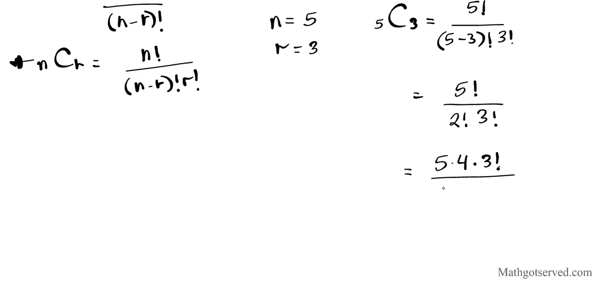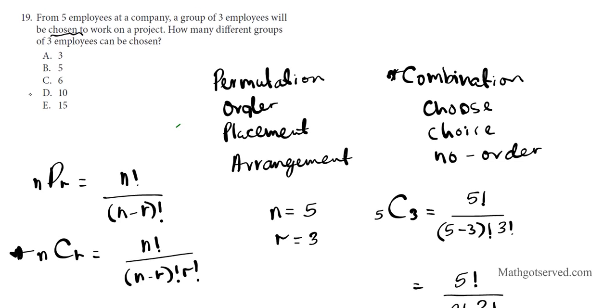So 2 factorial is 2 times 1. And then let's leave 3 factorial alone. Why? Because it matches with what's on the top there. So these two divide out. 5 times 4 is 20. We have 20 over 2, which is 10. Okay? So the correct answer is 10 ways. You can choose 3 out of 5 in 10 ways.